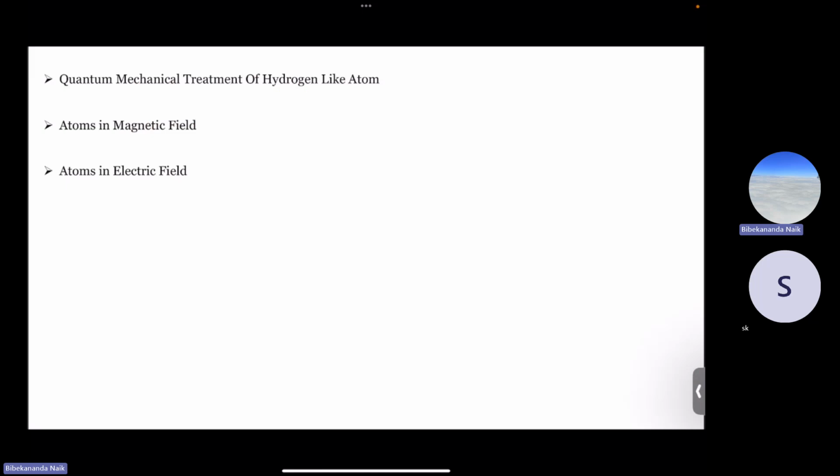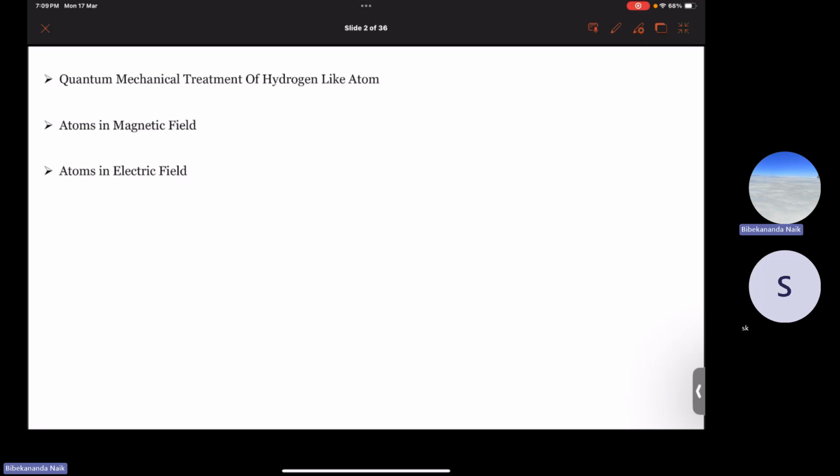Now talking about the concepts covered in this week's lectures, they contain a few lectures related to the quantum mechanical treatment of hydrogen-like atom, which was being continued from the last week also. So we will also solve a few problems related to that.